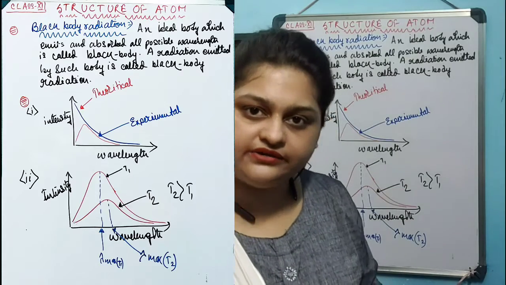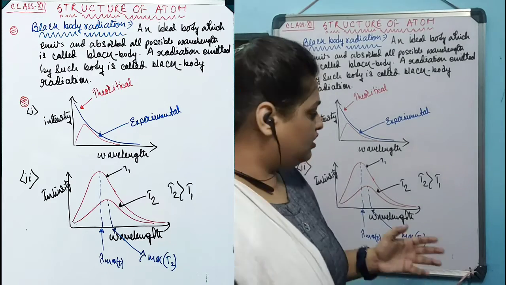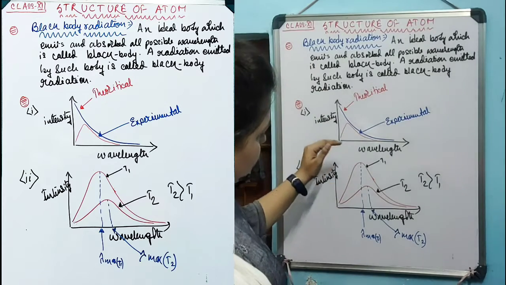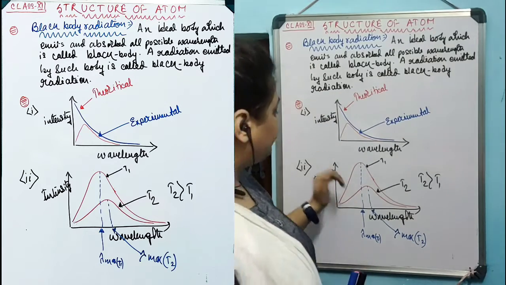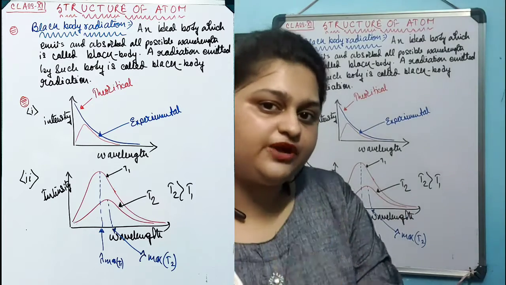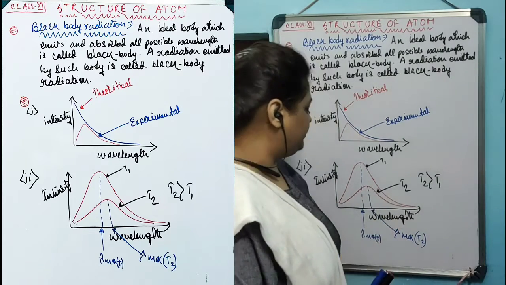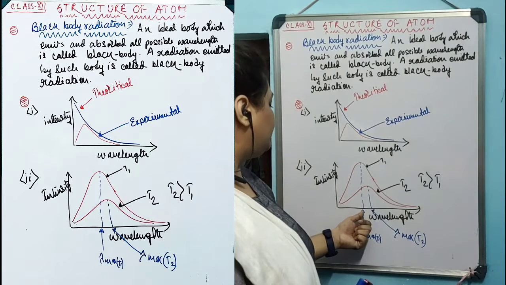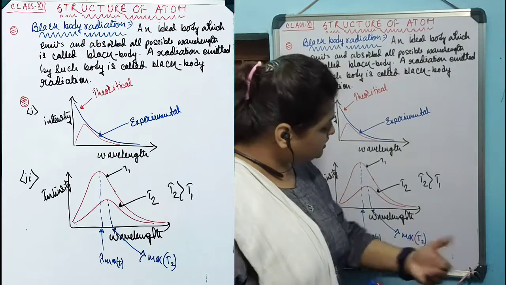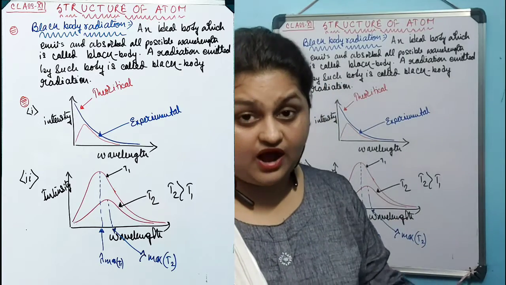T2 temperature is higher than T1. So they did the same experiment with the black body at a lower temperature and a higher temperature. For both temperatures the shape of the graph is the same, but the lambda max values are found to be different. At the lower temperature the lambda max value is found at a lower wavelength, whereas at the higher temperature the lambda max value is found at a higher wavelength.